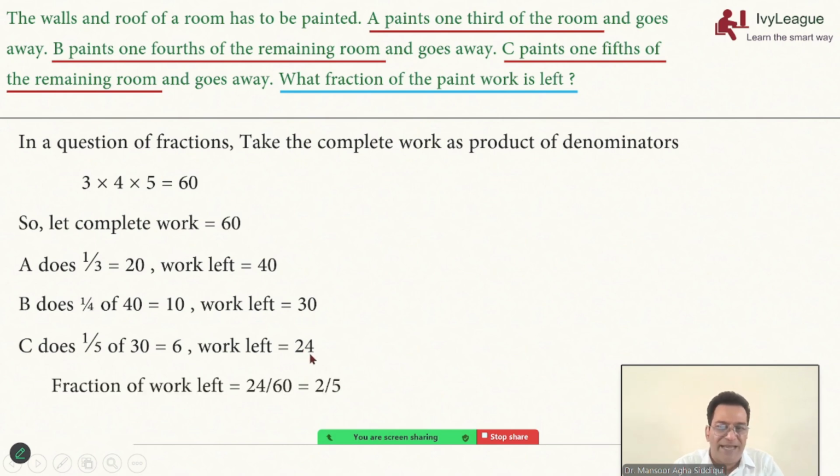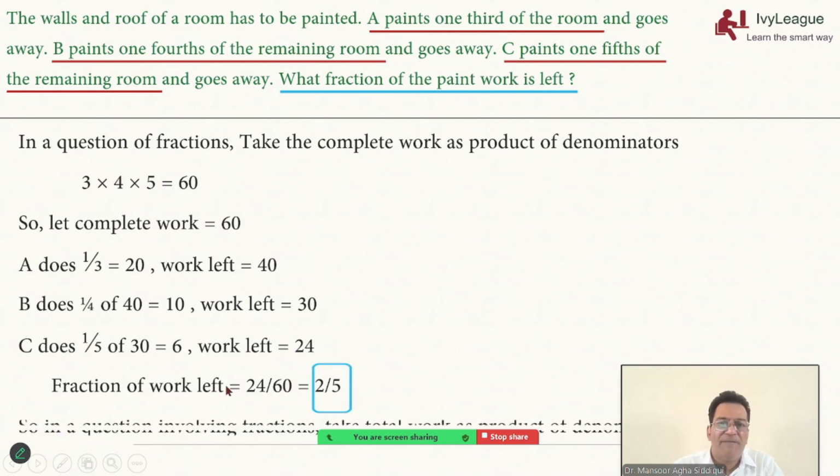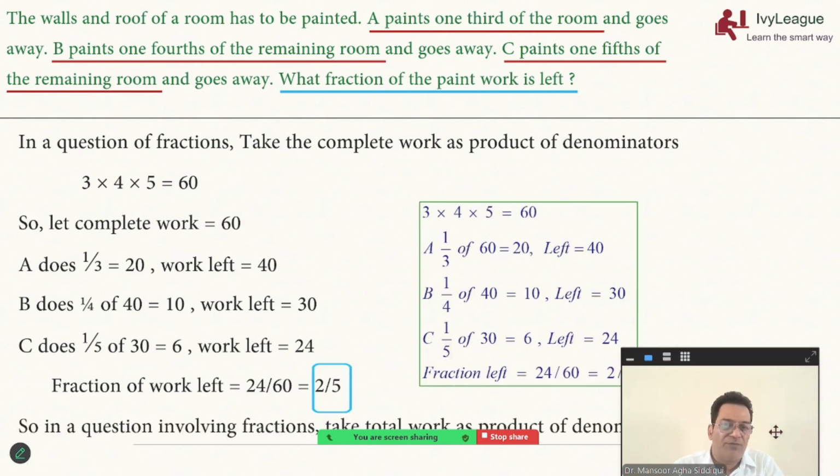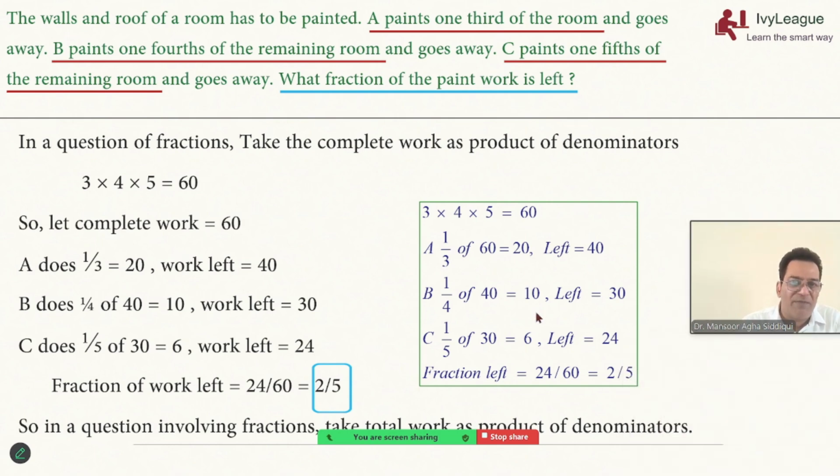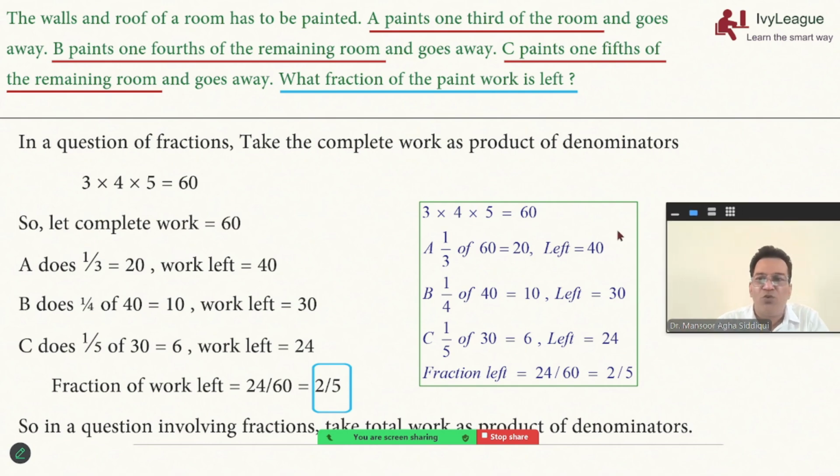Now the only stage wherein you are doing an actual calculation will be 24 upon 60, which is the remaining work, which is equal to 2 by 5. Compare this calculation with the previous method. Here you have chances of making a mistake in the previous method. Also, when you are taking the examination, you don't have to write down things such as, so let complete work be equal to 60. This is the actual rough work which you will do. And this rough work is simple enough that you will not make calculation mistakes.